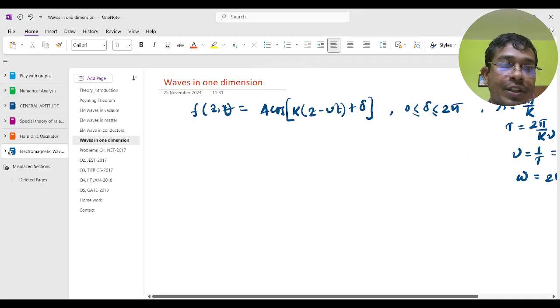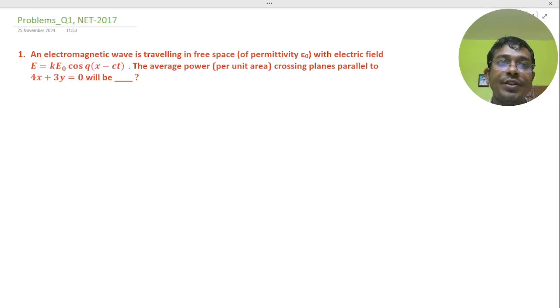NET 2017. An electromagnetic wave is traveling in free space of permittivity epsilon naught with electric field vector E equal to E naught cos(kx minus ckt). The average power per unit area crossing a plane parallel to 4x plus 3y equal to 0 will be. We should find the average power.